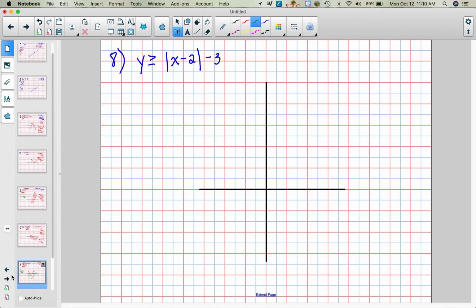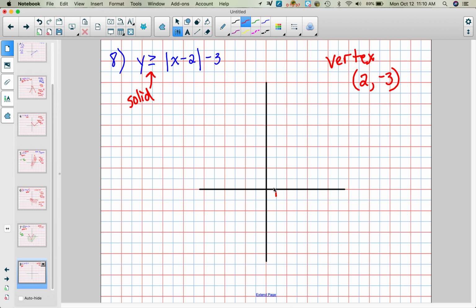All right, and one more. I know that this is going to be solid this time. I know my vertex is going to be +2, because remember it goes the opposite, and -3. So I'm going to plot (2, -3). This is like having a 1 here, and it's positive, so I'm going to go up 1 over 1. It's like having a slope of 1, both directions, to get my V shape. And I've already decided it's solid.